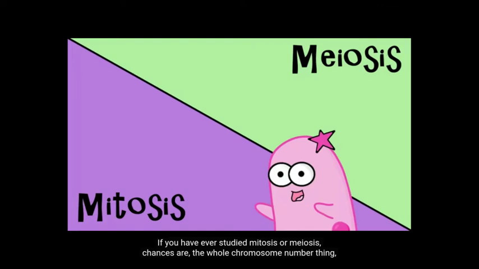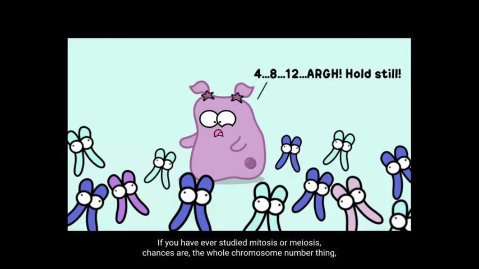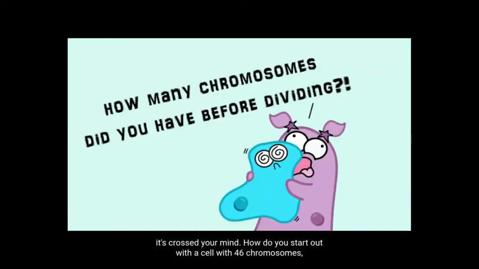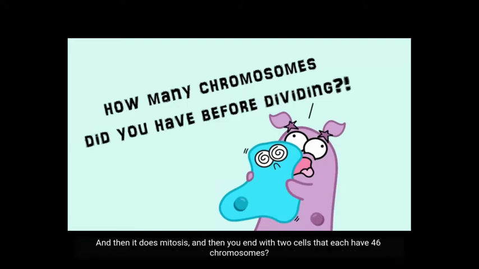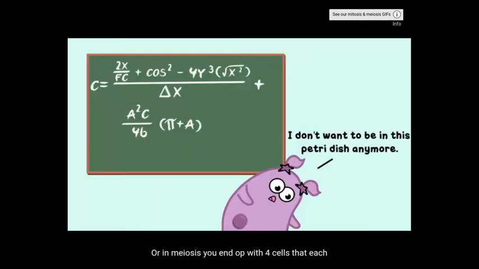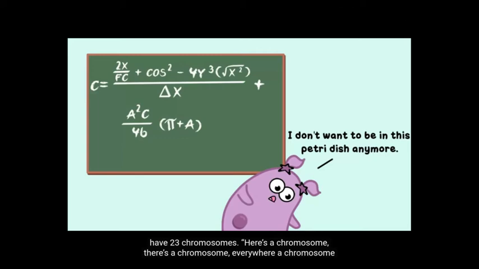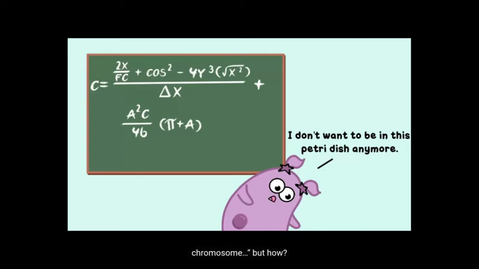If you have ever studied mitosis or meiosis, chances are the whole chromosome number thing, it's crossed your mind. I mean, how do you start out with a cell that has 46 chromosomes, and then it does mitosis, and then you end with two cells that each have 46 chromosomes? Or in meiosis, you end up with 4 cells that each have 23 chromosomes. It's like, here's a chromosome, there's a chromosome everywhere, a chromosome, but how?